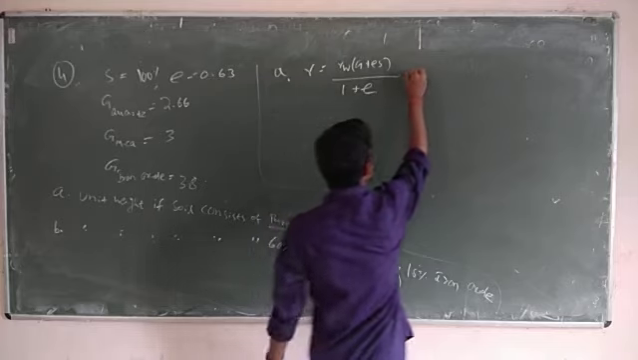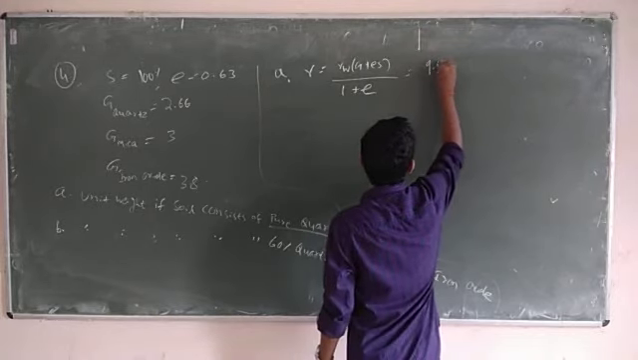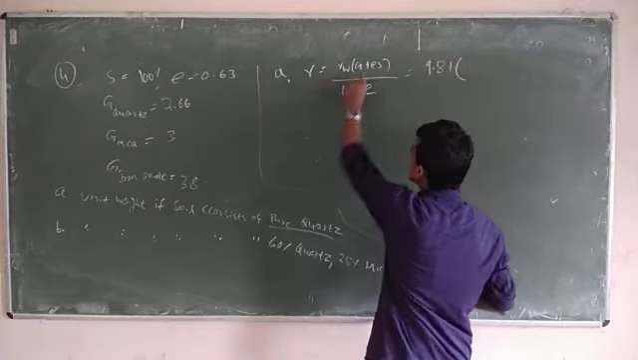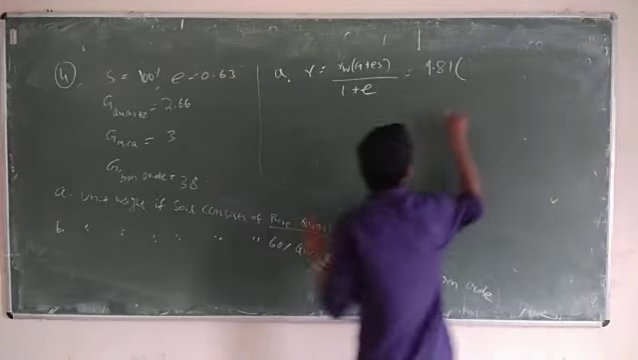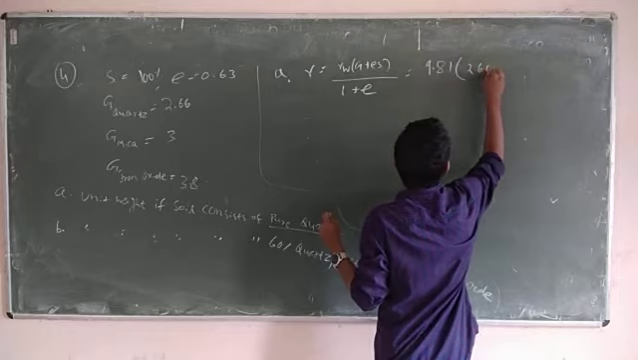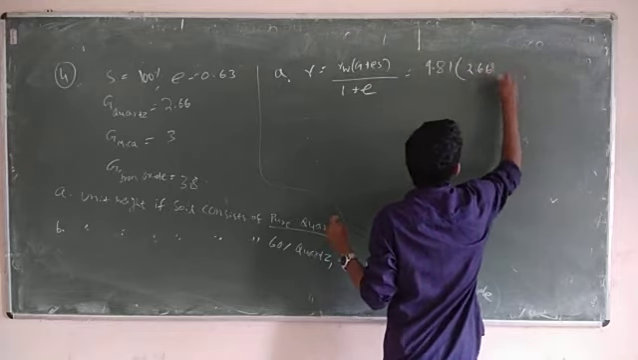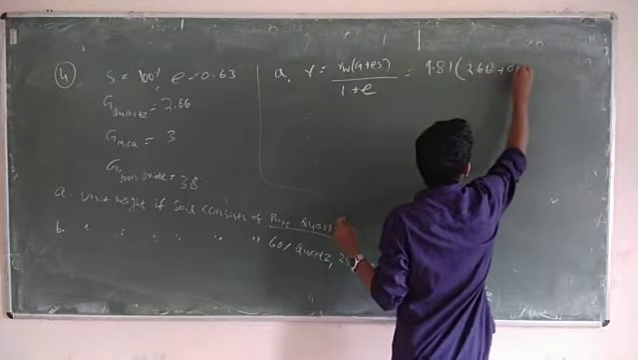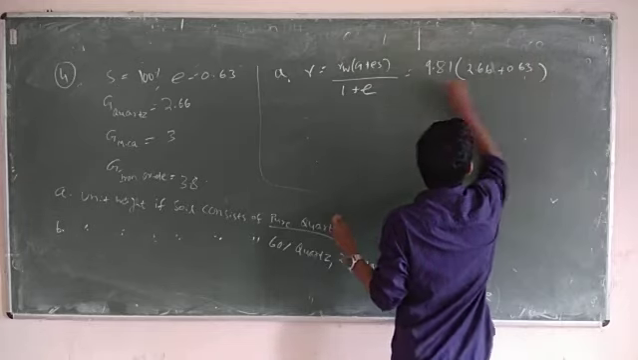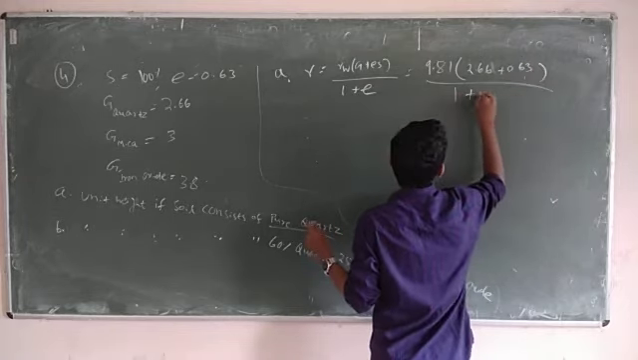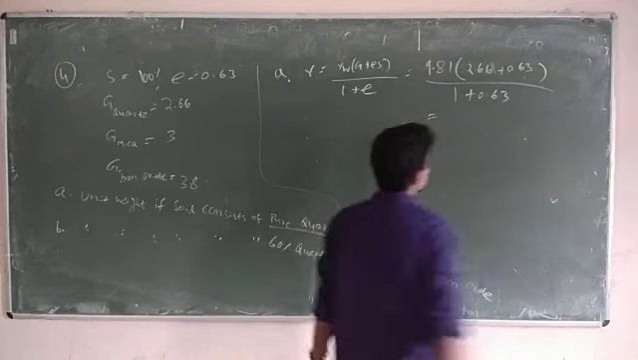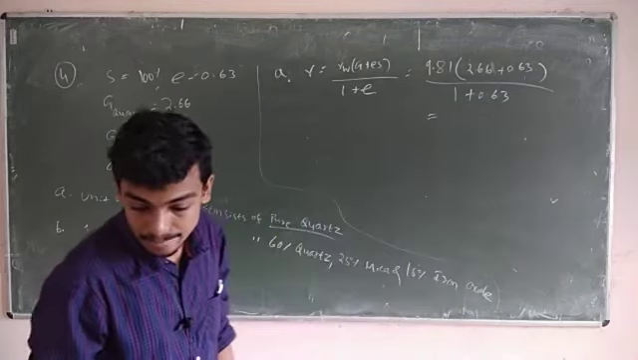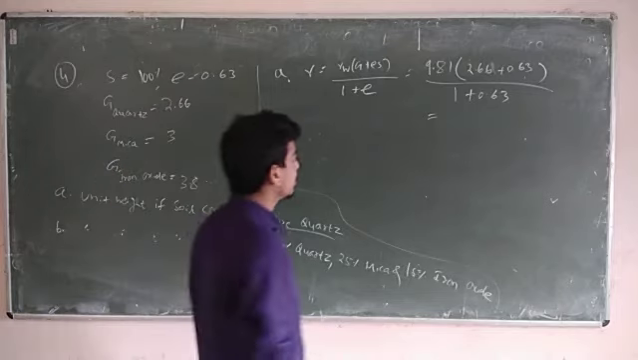Okay, all the values are given, so it is easy to find. Here, as it consists of pure quartz, you can take the G of this one, that is 2.66, plus e, which is 0.63, by 1 plus 0.63. So this will be your answer. It is coming around 19.8.